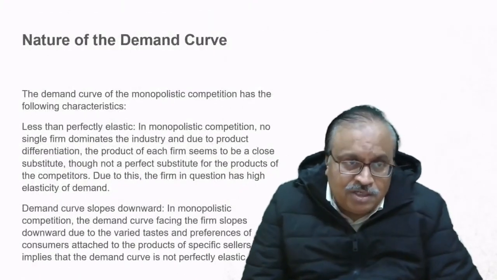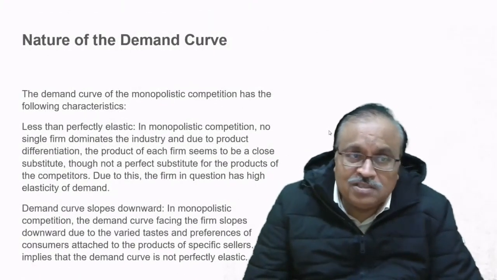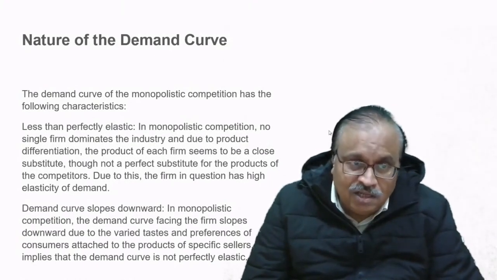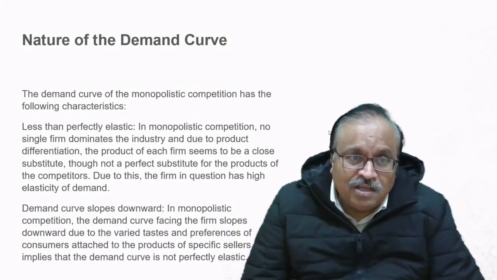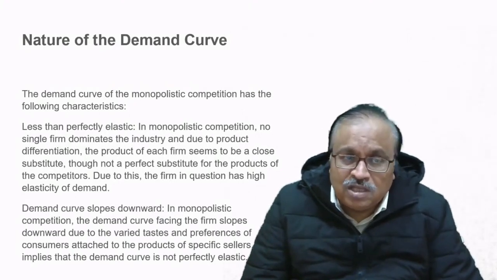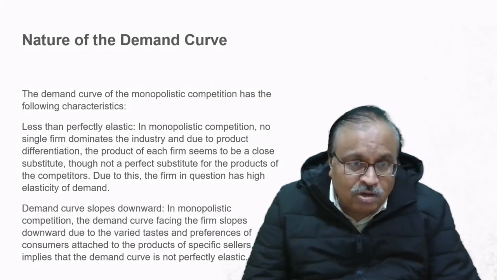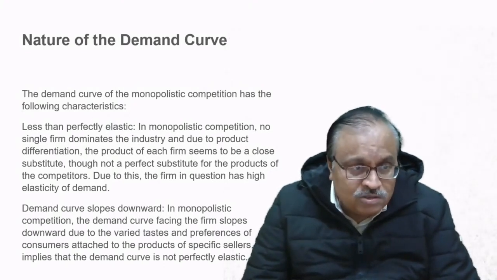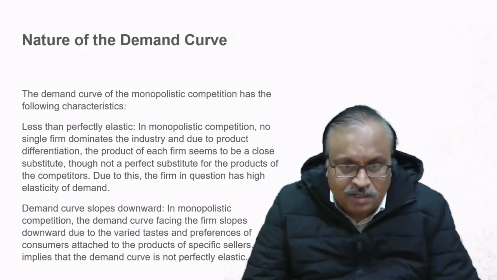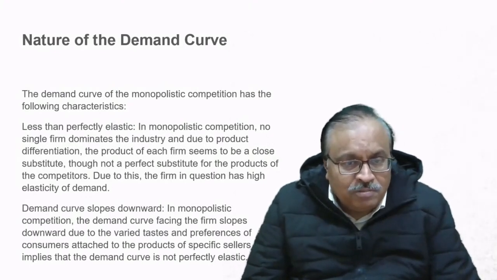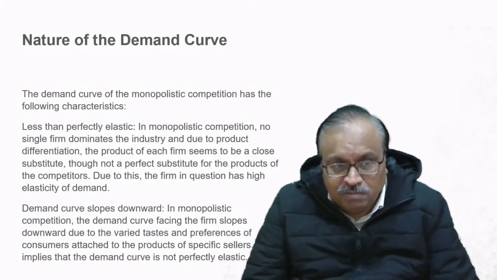Nature of the demand curve. The demand curve of monopolistic competition has the following characteristics. Less than perfectly elastic. In monopolistic competition, no single firm dominates the industry. And due to product differentiation, the product of each firm seems to be a close substitute, though not a perfect one. Due to this, the firm in question has a high elasticity of demand.